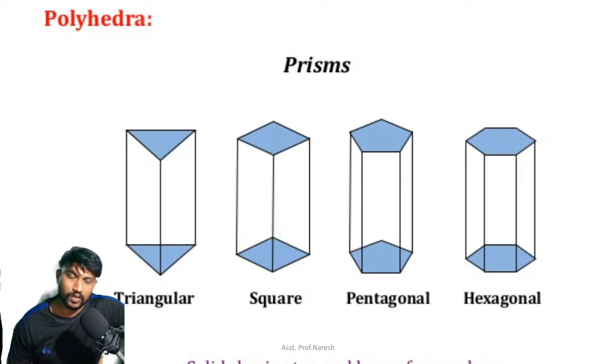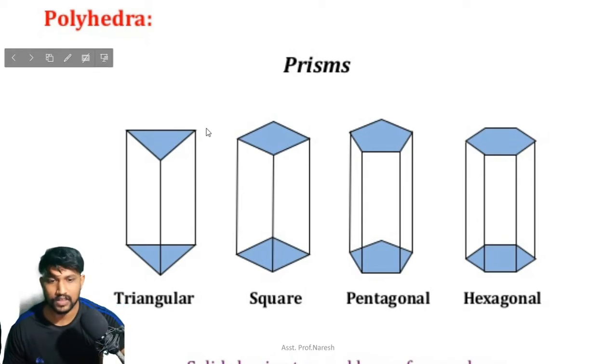A prism is one which has the same kind of face at the top and bottom sides of that particular solid. Suppose you consider this solid here, this one is a rectangle, right? At the bottom also you can see a rectangle, right? Which means this is a prism. Similarly here also this one is a square, and here also this one is a square.